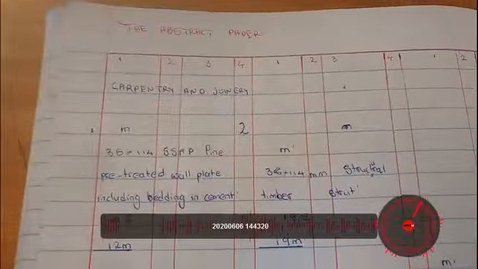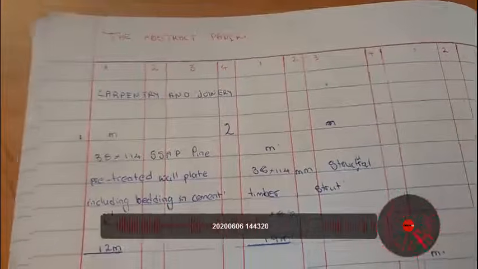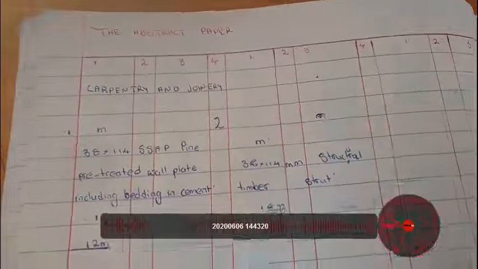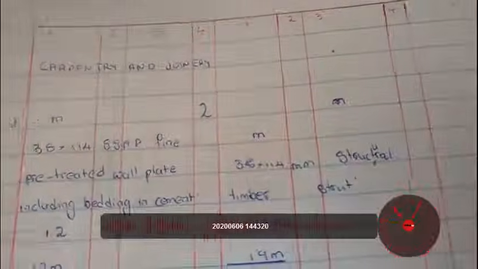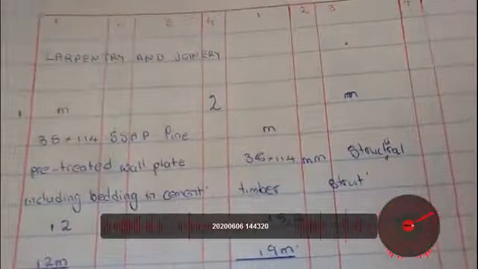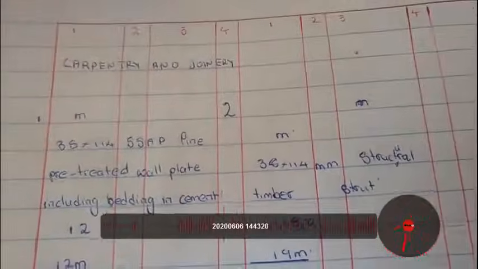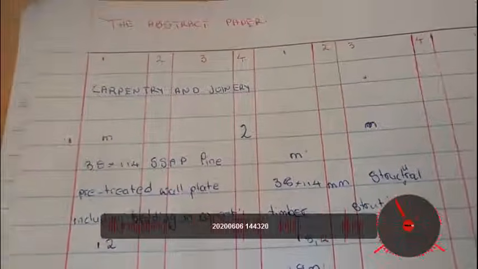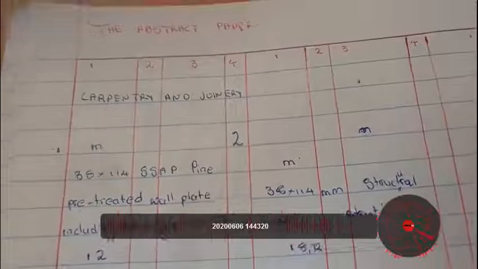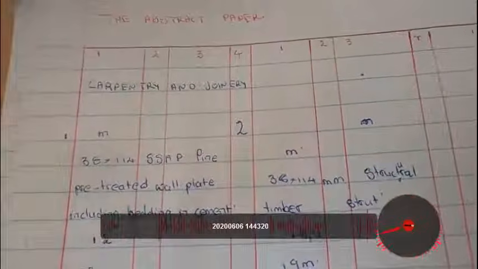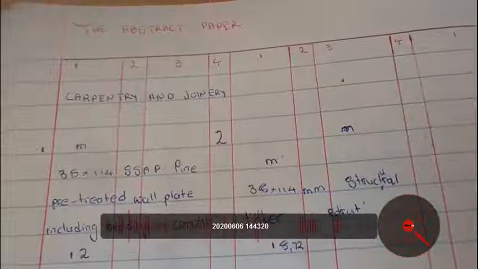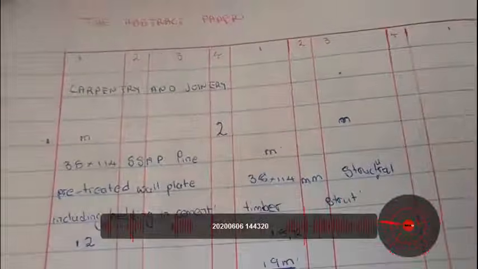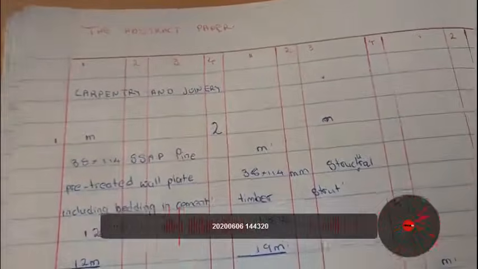Okay. With that being said, what is abstracting? Remember, when they ask you to abstract, they'll give you trades. They can say carpentry and joinery, which means you only have to go and look at the carpentry and joinery calculations in your dimensional paper, and that is what you're going to abstract. They can say earthworks, which is another trade, which means you only have to abstract everything that has to do with earthworks. They can say masonry. Whatever trade they give you, that is what you have to deal with in your abstract paper.